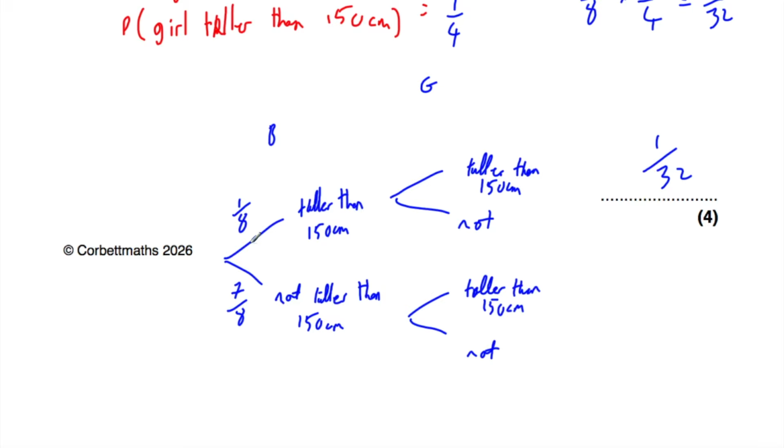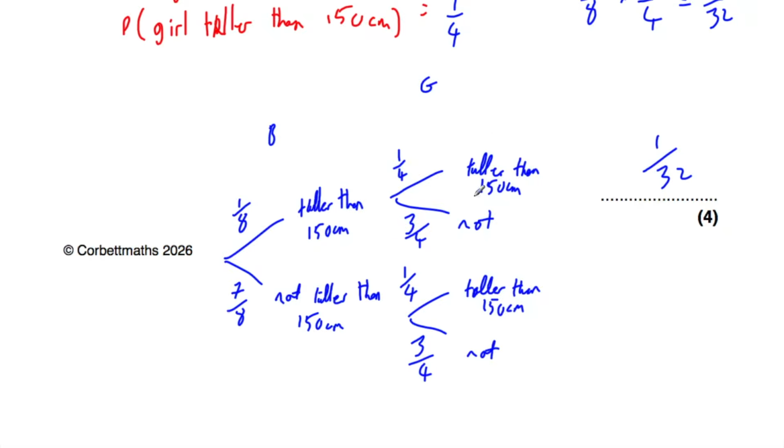Okay, so here's our tree diagram. So this shows all the possible outcomes. The head teacher could pick a boy that's taller than 150 centimeters and a girl that's taller than 150 centimeters, or he could pick a boy that's taller than 150 centimeters but a girl that's not taller than 150 centimeters, or he could pick a boy that's not taller than 150 centimeters but a girl that's taller than 150 centimeters, or he could pick a boy that's not taller than 150 centimeters and also a girl that's not taller than 150 centimeters. And let's label the probabilities here. So the probability that the girl is taller than 150 centimeters is a quarter, and not taller is 3/4, on each branch.